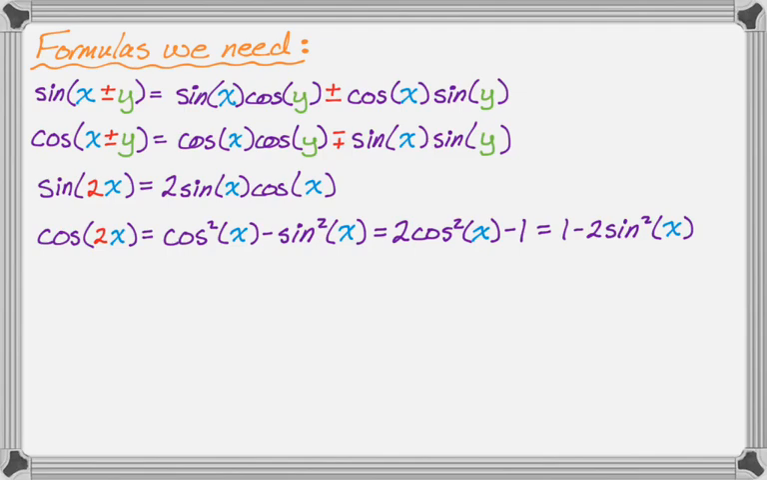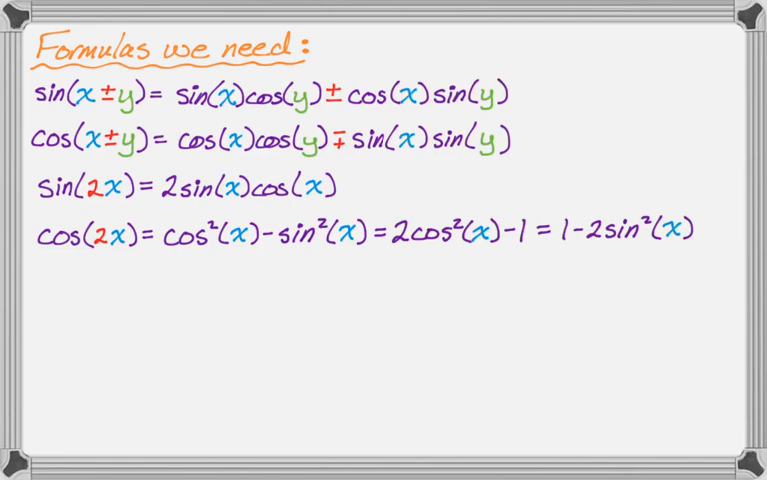Pretty much, I don't end up using cosine squared minus sine squared all that often. But if I'm given cosine of x, I'll use 2 cosine squared minus 1. If I'm given sine, I'll use 1 minus 2 sine squared. If I'm given neither of those, I'll usually use the one that involves the smallest ratio. So if sine is smaller or cosine is smaller, I'll make my choice based on that.